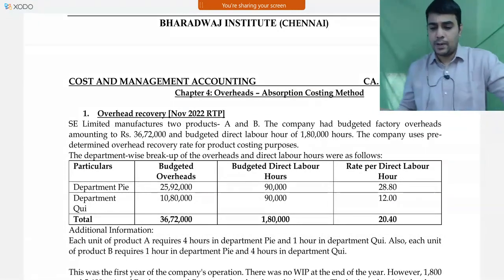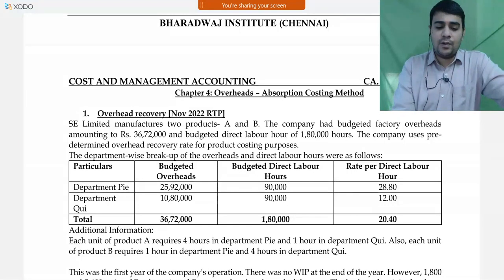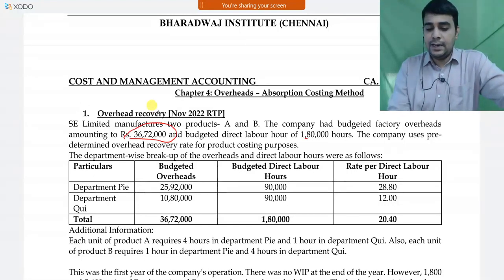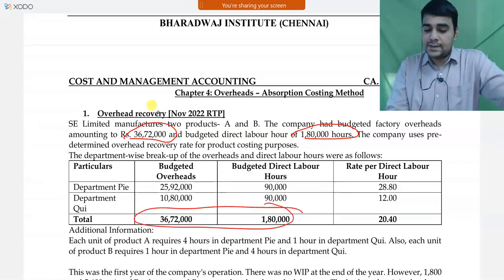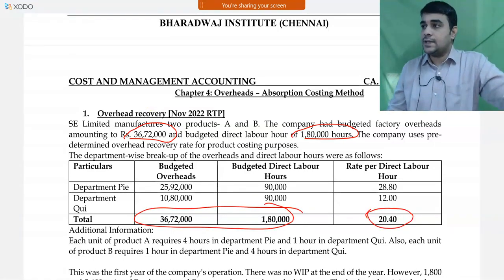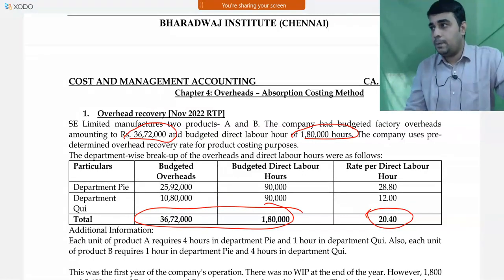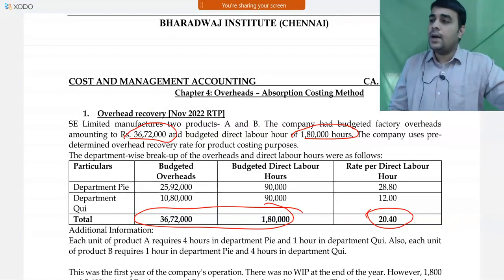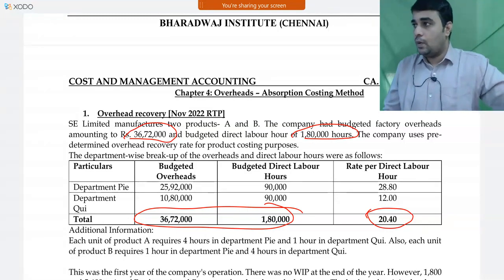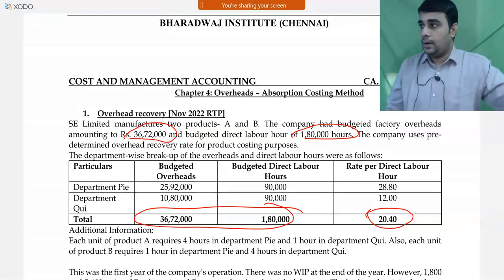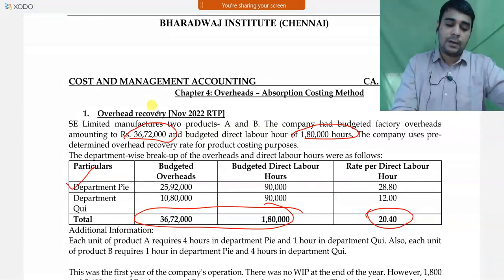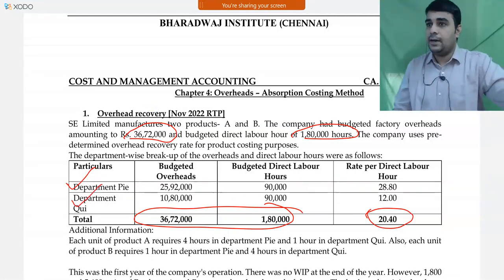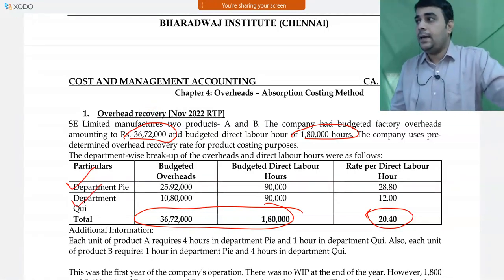Okay, I'll explain the question. I have budgeted overheads of 36,72,000 and labor hours of 1,80,000. On an overall basis, the recovery rate is 20.4, which is 36,72,000 divided by 1,80,000. An organization has two ways of recovering overhead. One is called the blanket recovery rate or overall factory recovery rate, which means you'll use only one rate. Or you can use a separate rate for Department P and Department Q.